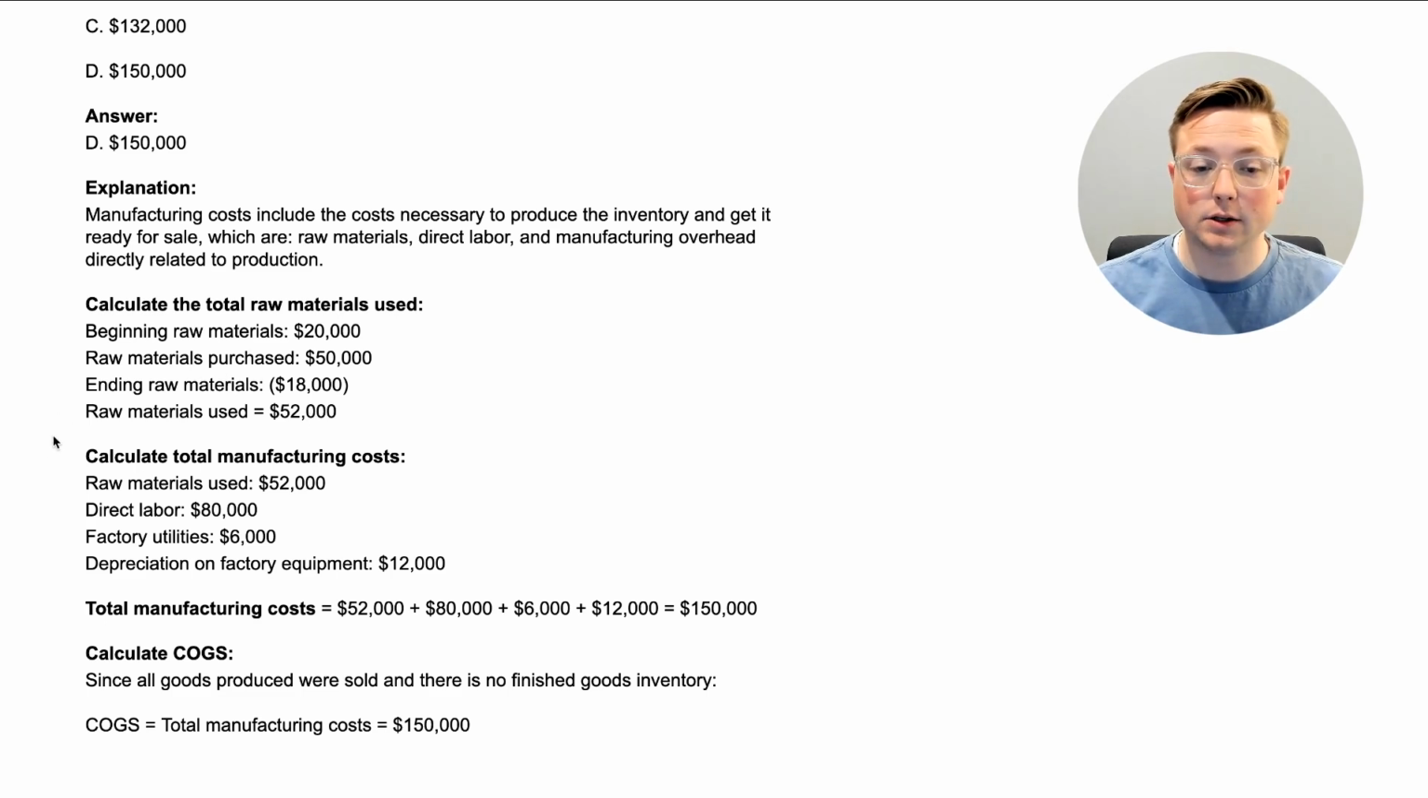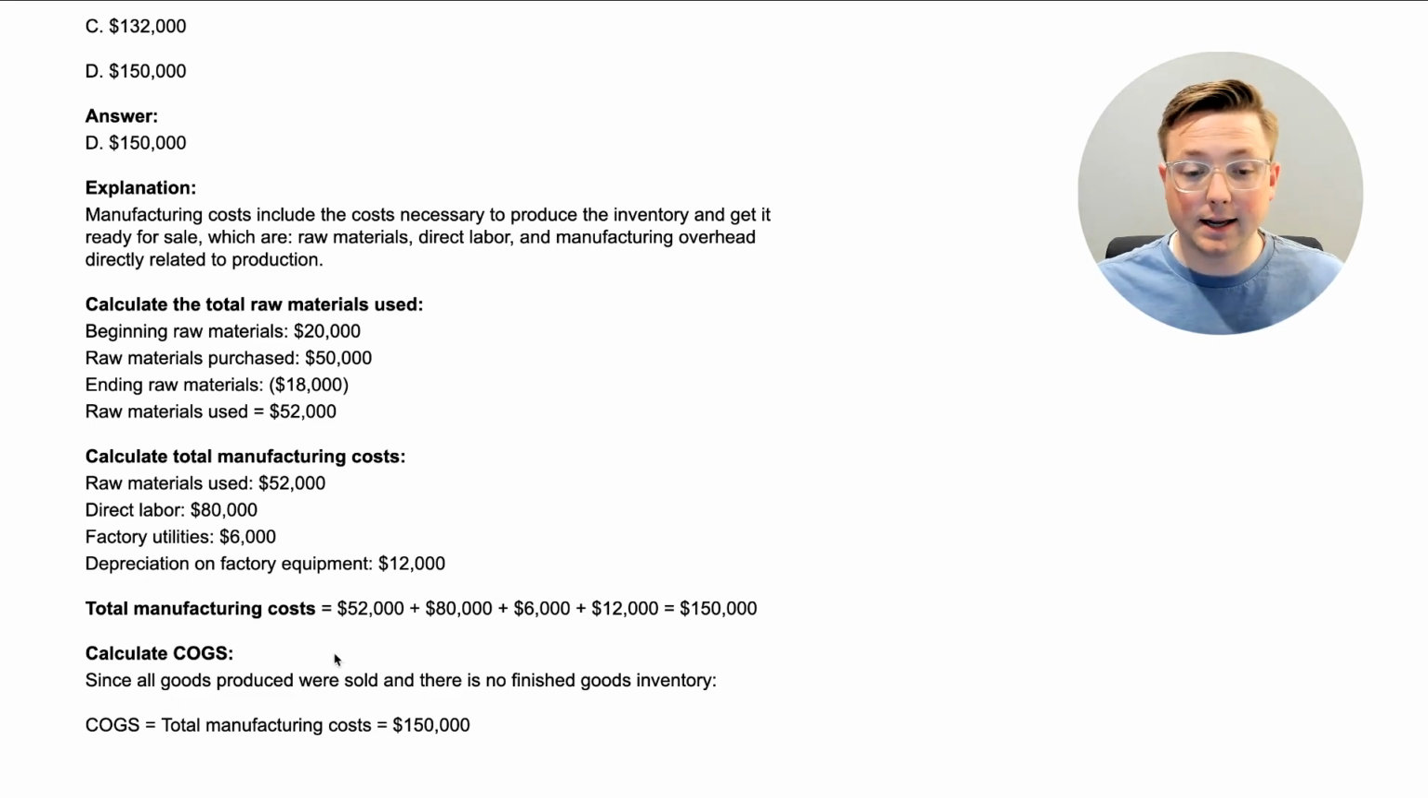Now that we know that, we can total up all the manufacturing costs. So we had raw materials of $52,000, direct labor was $80,000, and that was given to us. Factory utilities is $6,000. This is an overhead cost that is used specifically for running the factory that is making the inventory. So that is a manufacturing overhead cost. And then depreciation on factory equipment, again, another expense that is directly related to the creating of this inventory. So we add all that up together, and that gets us $150,000 of manufacturing costs.